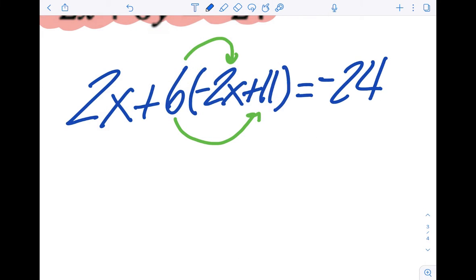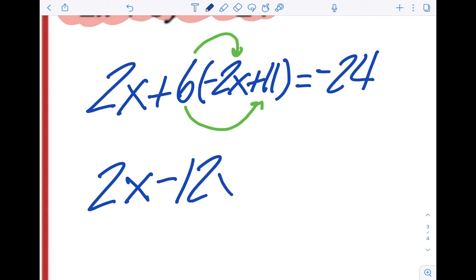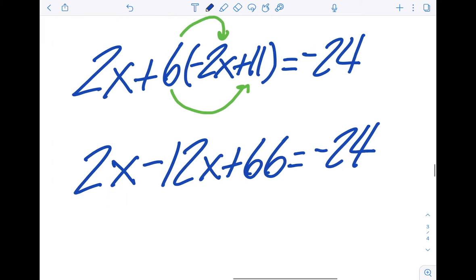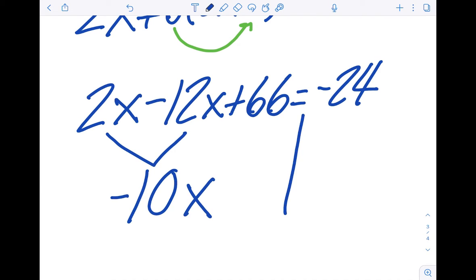So I get, wrong blue. I'm going to bring down my 2x here. 6 times negative 2x is negative 12x. And 6 times 11 is a positive 66. Equals negative 24. Look at that. I'm going to combine my like terms. A positive 2 and a negative 12 are different signs, so 12 minus 2 is 10, and a negative 10x because 12 is bigger. And I have a plus 66.